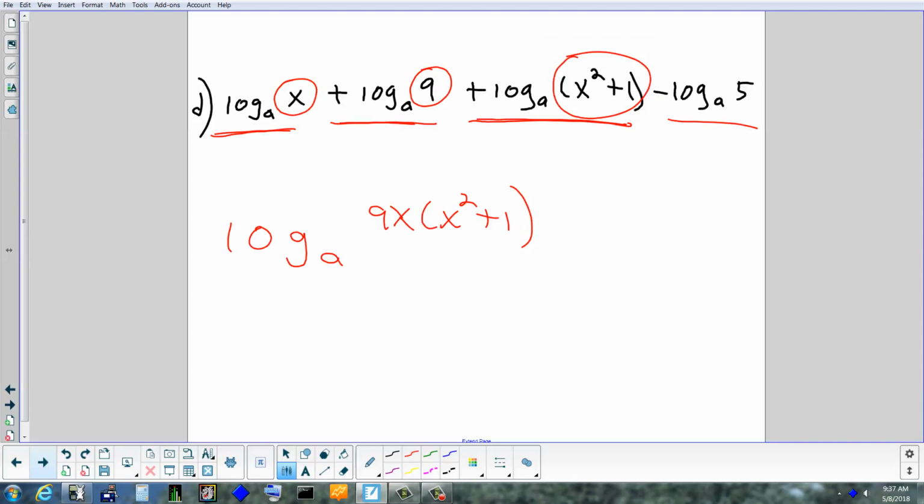That's how you recombine all of that. Now the last one is a minus. We just said minus means divide. What are we going to divide everything by? What would go in the bottom right here?